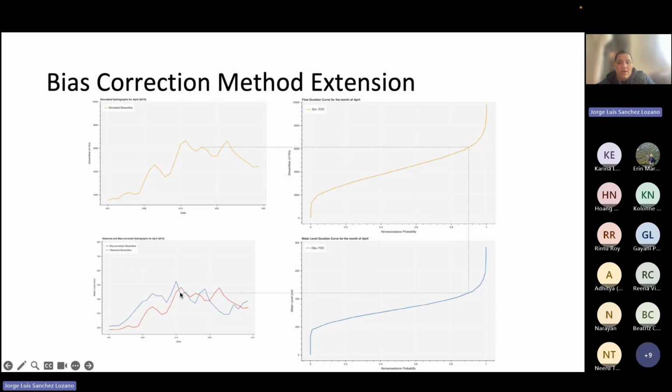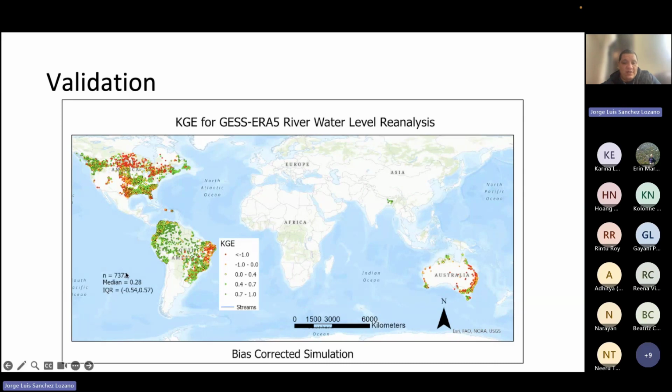And now we have a simulated water level time series that has the same shape as the original simulated discharge, and eventually it will also be in the same order of magnitude as the observed water level. We also collected a big amount of water level data and evaluated the performance, and we see that the results are not as good as they were, but however, there are some areas where the results are really good. And the problem here is mostly related to data quality.